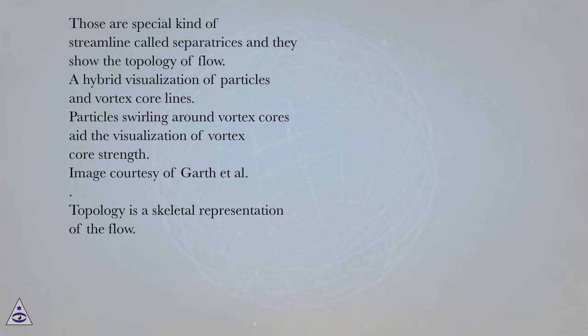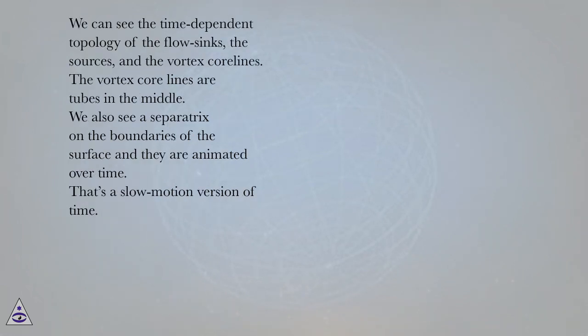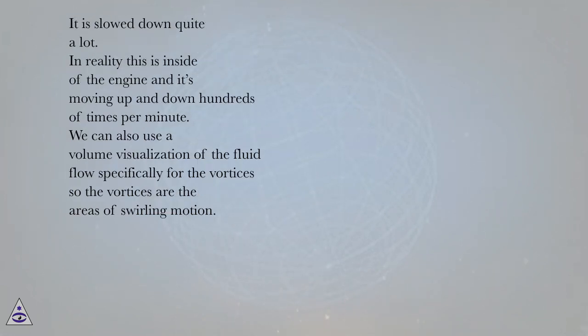Topology is a skeletal representation of the flow. We can see the time-dependent topology of the flow: the sinks, the sources, and the vortex core lines. The vortex core lines are tubes in the middle. We also see a separatrix on the boundaries of the surface, and they are animated over time. That's a slow motion version of time. It is slowed down quite a lot. In reality, this is inside of the engine and it's moving up and down hundreds of times per minute.